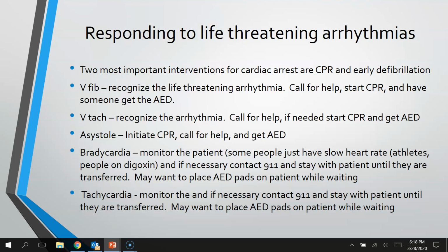And tachycardia, again, we're going to monitor it. If they believe that it is life-threatening or they're worried about something going on, they can contact 911. We're going to stay with the patient until they're transferred. We're talking about outpatient at this time. And again, we may want to put the AED pads on just in case something happens and we can get to the AED quickly.